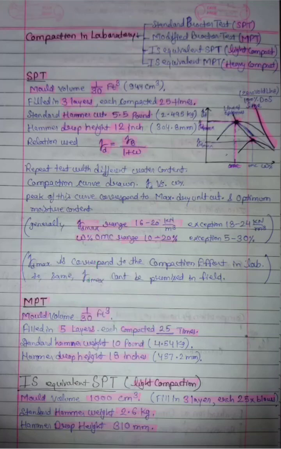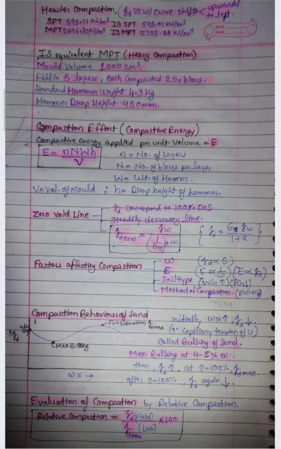Then the next is IS equivalent SPT, that is light compaction test. In this the mold volume is 1000 centimeter cube, filled in 3 layers, each layer given 25 blows. Standard hammer weight is 2.6 kg and the drop height of hammer is 310 mm. The next test is IS equivalent MPT, that is heavy compaction test. In this the mold volume is 1000 centimeter cube, filled in 5 layers, each compacted with 25 blows. Standard hammer weight is 4.9 kg and hammer drop height is 450 mm.